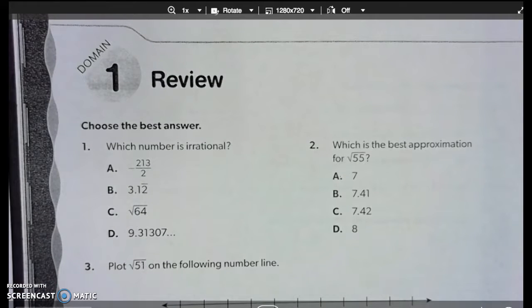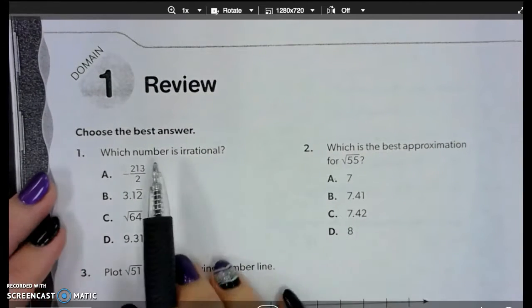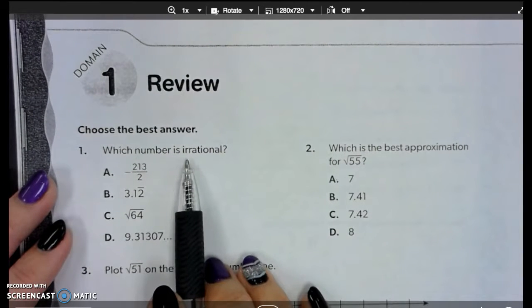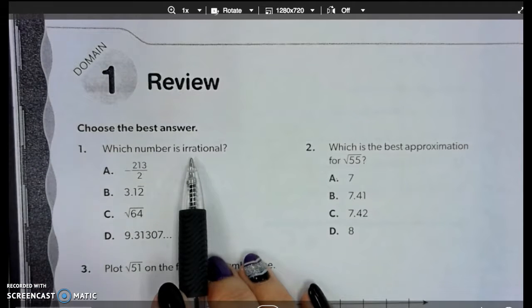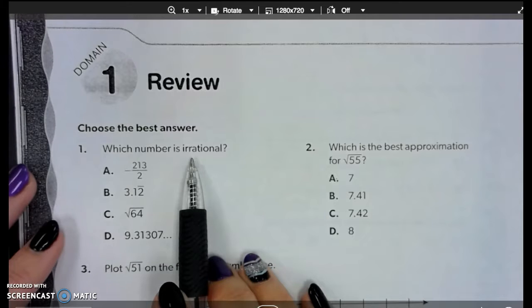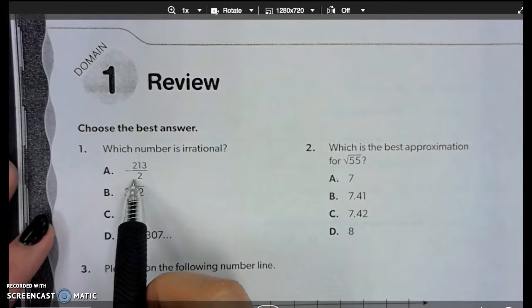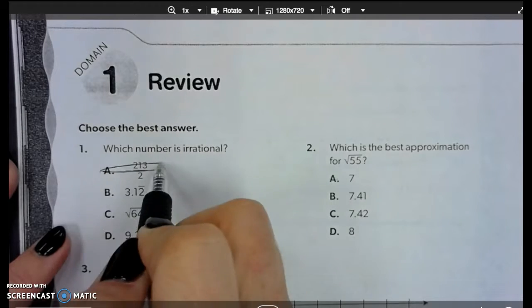On your homework last night, it was the Unit 1 review. Choose the best answer. Which number is irrational? Remember, irrational decimals, or irrational numbers, are numbers that as a decimal they do not repeat and they do not terminate. Now, A is a fraction, which makes it rational.